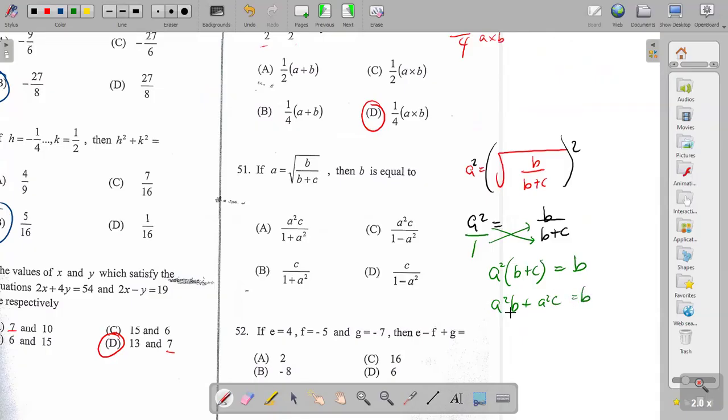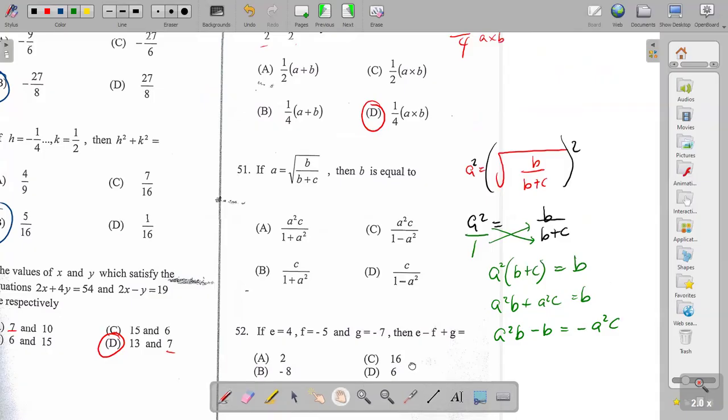Next thing you do is everything that has a B, you put it on one side. So this is going to come over and this is going to go because it has no B. So you end up with A squared B minus B because it was positive. So when it comes over, it's negative, is equal to negative A squared C because it was positive. When it goes over, it becomes negative.